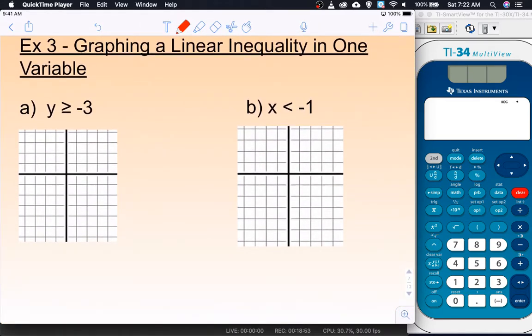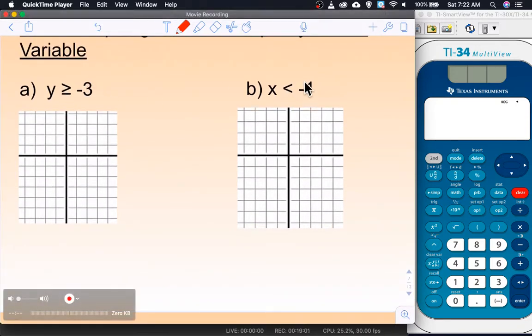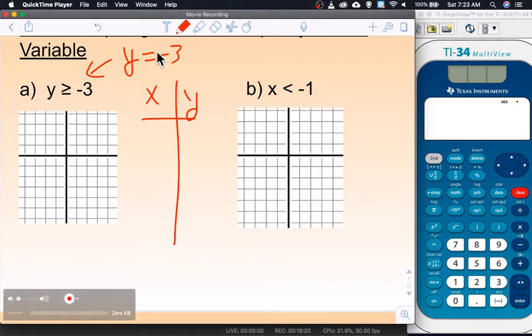Okay. Graphing a linear inequality in one variable. So on a coordinate plane, we can still graph something like this or this. Now, in order to do that, the way we did this in the past is we would make a little XY table. This is really the line y equals -3. The only difference between this and that is this would either be a solid line or a dotted line, and the shade. But the line itself is this line here.